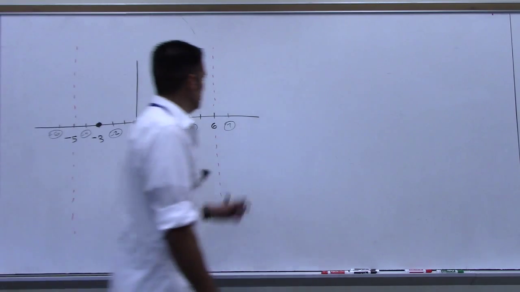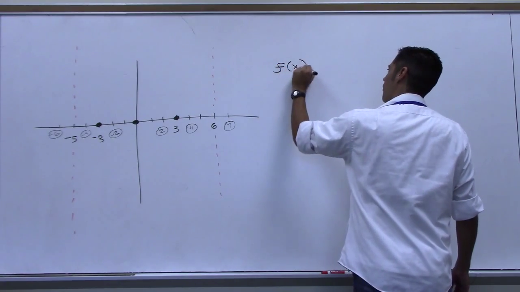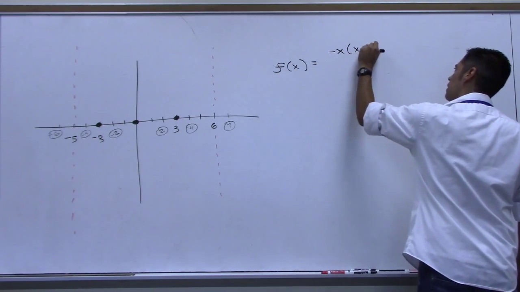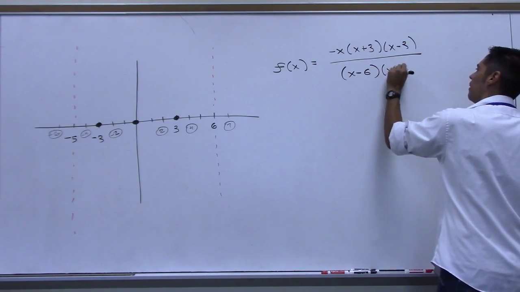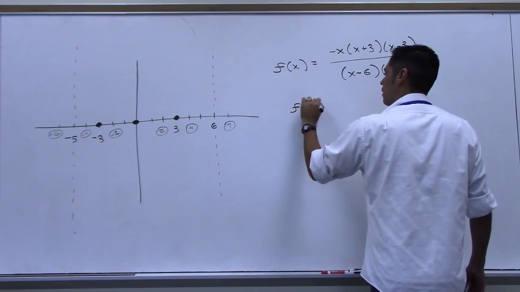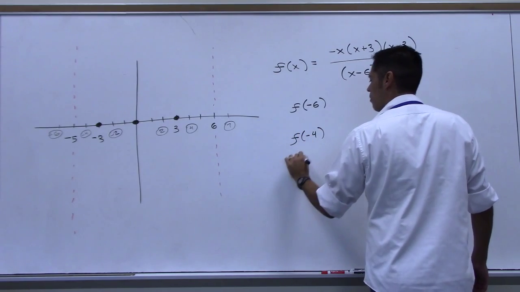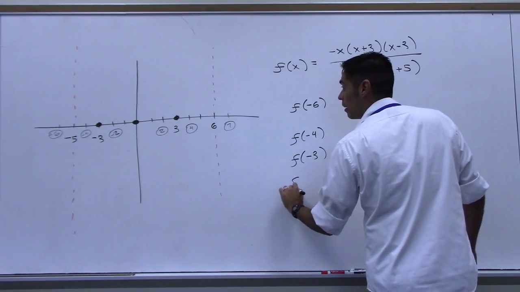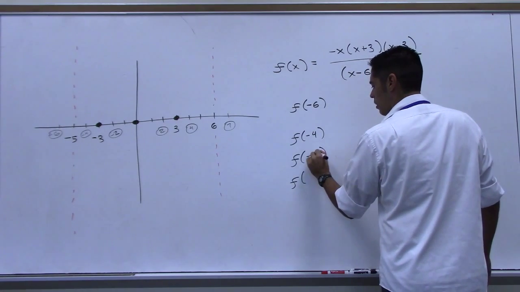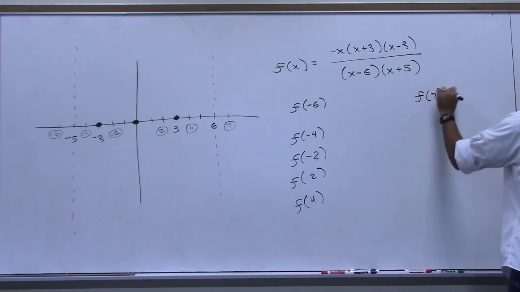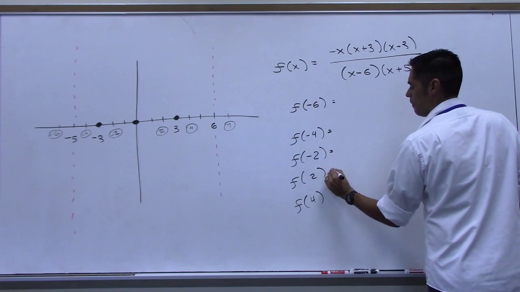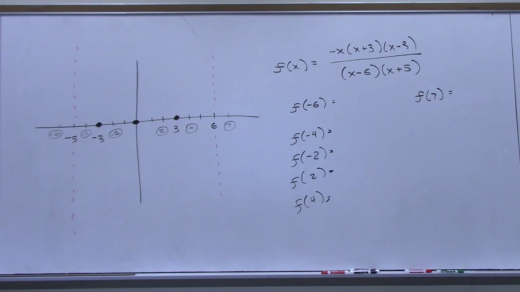And we have the pleasure of plugging that into this. -x, x plus 3 times x minus 3 over x minus 6 times x plus 5. And we're going to plug in -6. We're going to plug in -4. We're going to plug in -3. We're going to plug in, no, sorry, -2. 2, we're going to plug in 2. We're going to plug in 4. And we're going to plug in 7. Any questions on the test points? Okay. All right, be careful here.